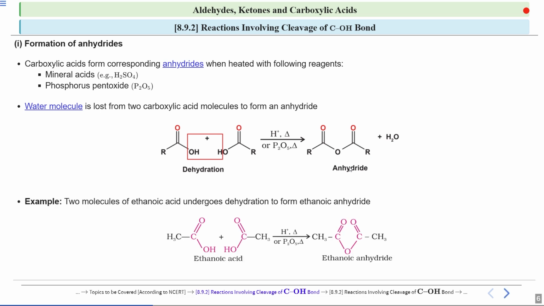Now, if we look at a specific example, over here we have two molecules of ethanoic acid. It undergoes dehydration in the presence of heat and mineral acids or P2O5 to give an anhydride. So here it is ethanoic anhydride. That is, water is removed from carboxylic acid to give ethanoic anhydride, which is an anhydride. So this is the formation of anhydride. Carboxylic acids form anhydrides when heated with H2SO4 or P2O5.